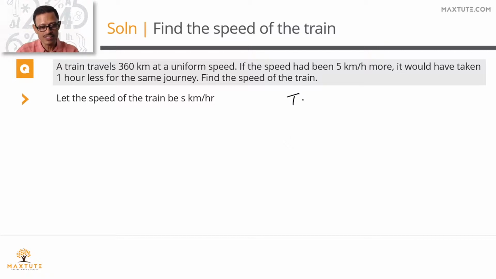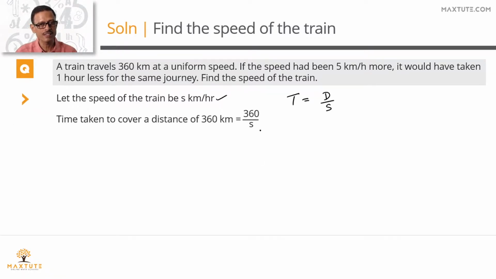Time taken to cover a journey is equal to distance divided by speed. Distance is 360 kilometers for us. The variable we have assigned for speed is s kilometers per hour. So time taken to complete this journey is 360 by s hours. 360 kilometers divided by s kilometers per hour will give us the time in number of hours.